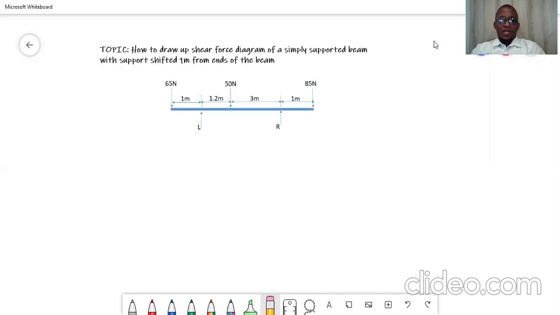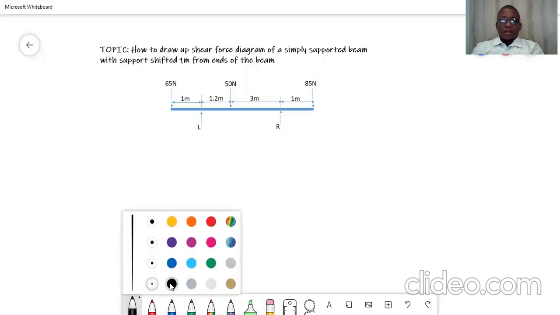Right. So today's topic is based on how to draw up a shear force diagram of a simply supported beam with supports shifted 1 meter from the ends of the beam. Right, without any waste of time, let us start with our work for today. Right, good people, here is your beam. I'm not going to recalculate the reactions again because in my previous video those calculations have been performed. So all I'm going to do now is take those reactions from my previous presentation.